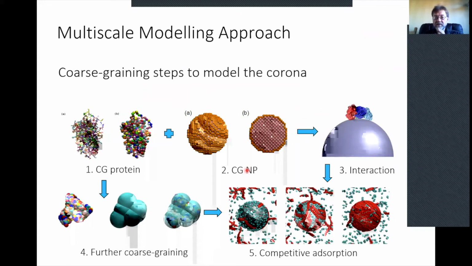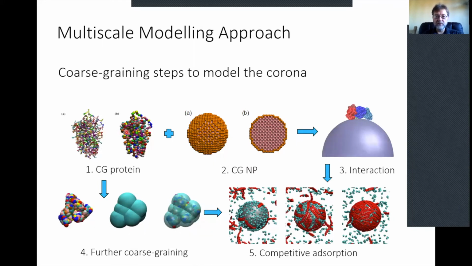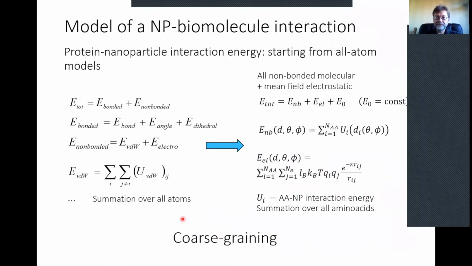Okay, now the scheme of coarse graining. Our main step is coarse graining proteins. We do a one bead per amino acid model, and then coarse grain it further. Two levels of coarse graining for proteins. This is a united amino acid model. For nanoparticle, we just split it into two parts, core and surface, which we treat differently. And then using the two models, we can model adsorption. And then using this model and this model of nanoparticle, we can model competitive adsorption. So this one is used for a single protein, and this one is used for multi-protein systems.